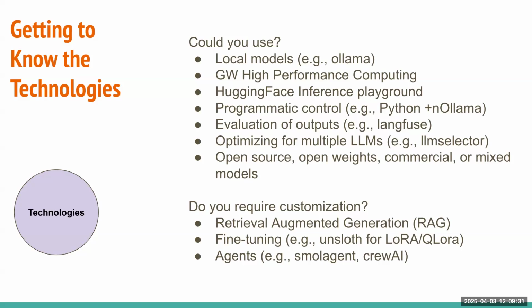And then, of course, there are open source, open weights, commercial and mixed models that you would want to consider. And if you have to do customization, you'll want to think, are you going to be doing RAG? Or do you have to fine tune maybe for yours, or do you want to develop agents, depending on, again, what your research task is?